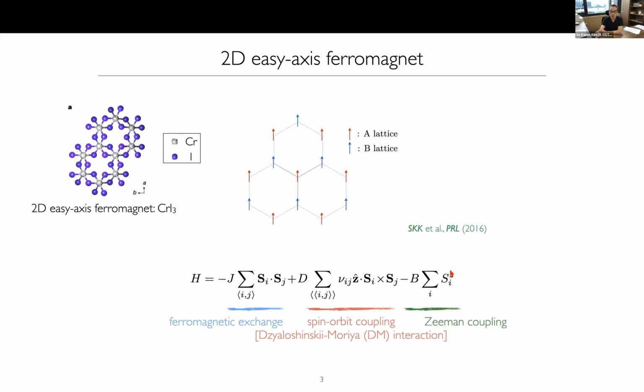The last term is the Zeeman coupling of spins to the external magnetic field B. So all the honeycomb spin systems should be in this form because this Hamiltonian is written by requiring all the symmetry properties of this honeycomb lattice. And so this Hamiltonian is quite generic. It's not unique to CrI3. Whenever you have a honeycomb spin system, this kind of Hamiltonian should be applicable.